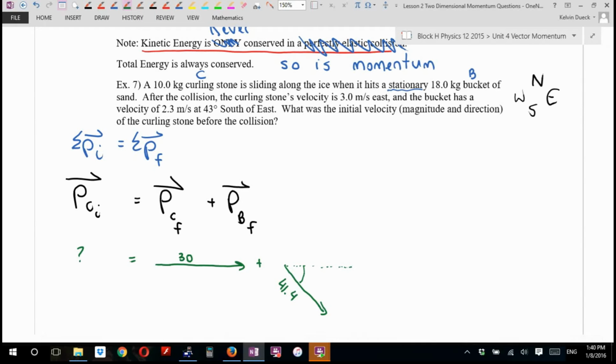I got a hankering to add these two vectors. Any thoughts on how I might want to do this? And I'm going to draw a really big triangle over here. Nothing small. I find if I draw it big, I just make less mistakes. I always try and draw the easiest vector first. What's the easiest vector? So I'm going to draw the 30 first.